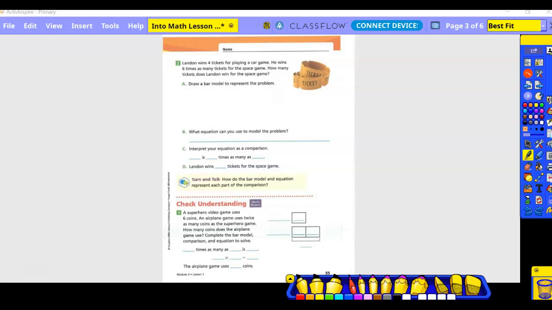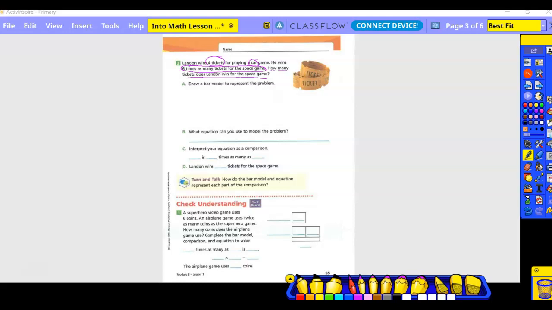Number 2, Landon wins 4 tickets for playing a card game. He wins 6 times as many tickets for the space game. How many tickets does Landon win for the space game? So what are going to be our labels? So the 4 tickets for the card game, right? 6 times as many for the space game. And how many tickets does Landon win for the space game?